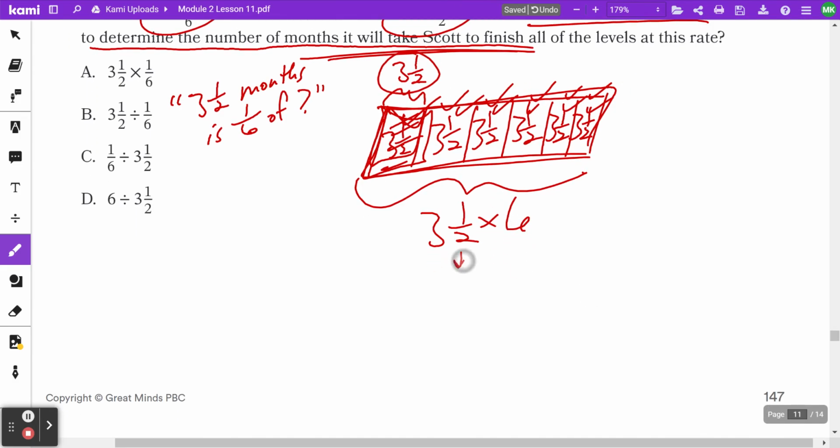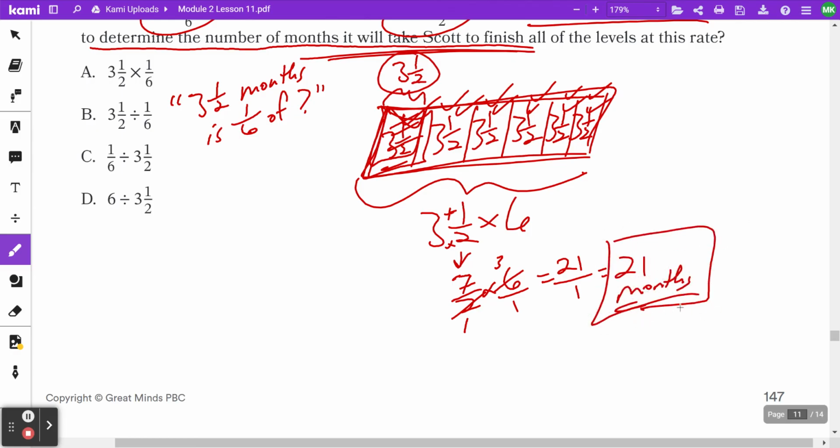So let's change this up a little bit here. I can't multiply that thing, so that's 7 over 2 times 6. They don't even want the answer. That's a 1. That's a 3. I simplified. 21 over 1. So it's going to take them 21 months to do this. My gosh, it's almost 2 years.